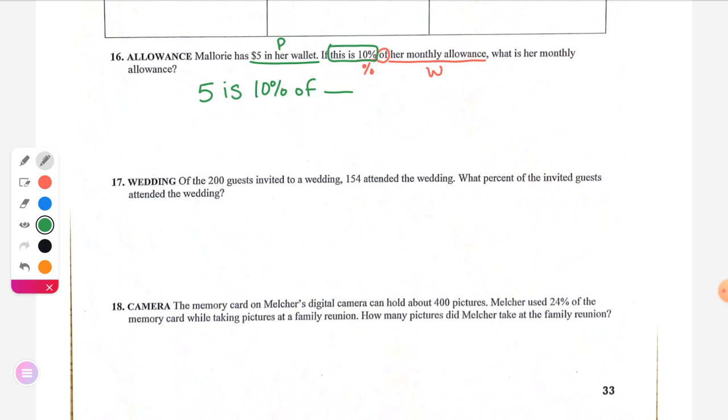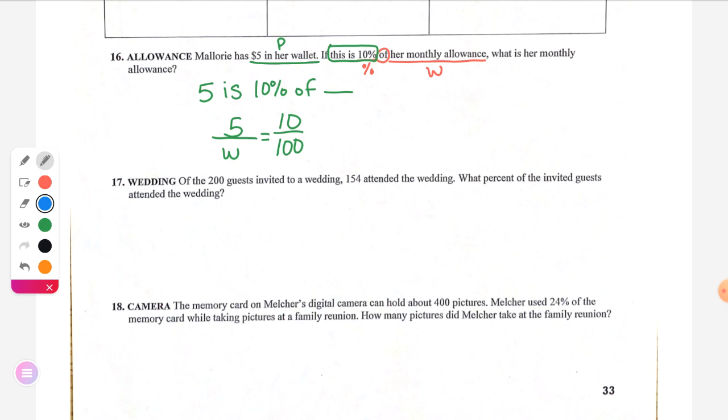Part over whole equals percent over 100. What's my part? Five is my part. What's my whole, Stella? W. We don't know it. Chase, what's my percent? 10. What's it always over? 100.